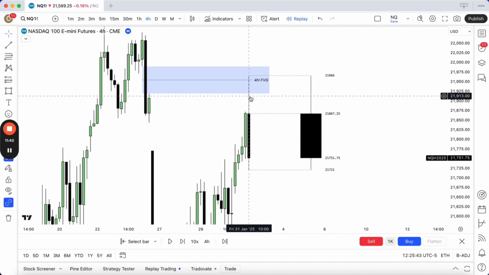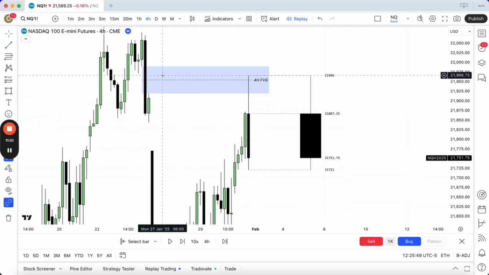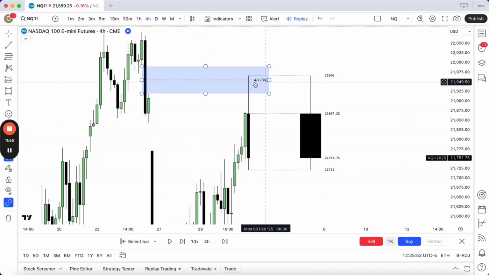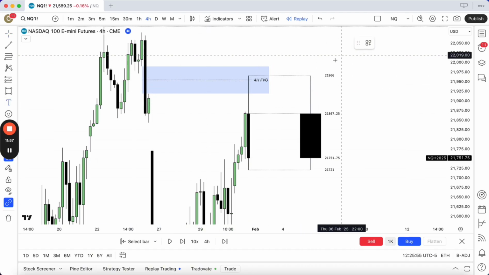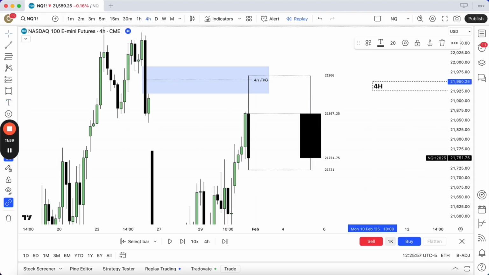So as you can see, I'm in the replay feature right now. I'm waiting for the 2 p.m. candle to open. I anticipate price to trade into this bearish 4-hour fair value gap, which it does. And if you remember what I said at the beginning of this video, 4-hour PD array aligns with what?